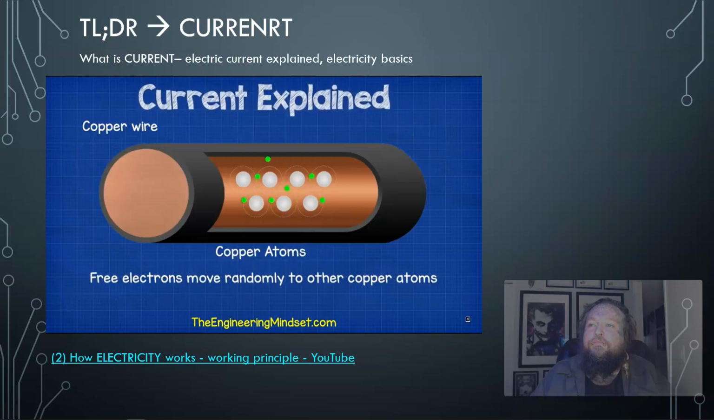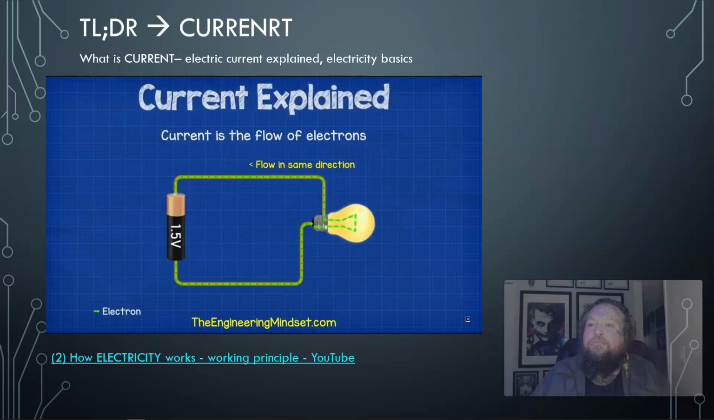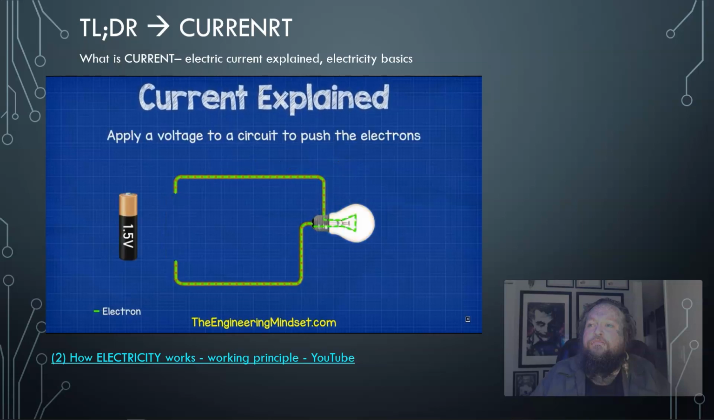It's so easy to move that it will naturally just move to other copper atoms by itself, but this occurs randomly in any and all directions, which isn't useful for us. For us to make use of this, we need lots of electrons to flow in the same direction along the circuit. We can then place things like lamps in the way of these electrons so that they flow through it and then they generate light and heat, etc. To do this, we need to force the electrons to move, and we can do that by applying a voltage.